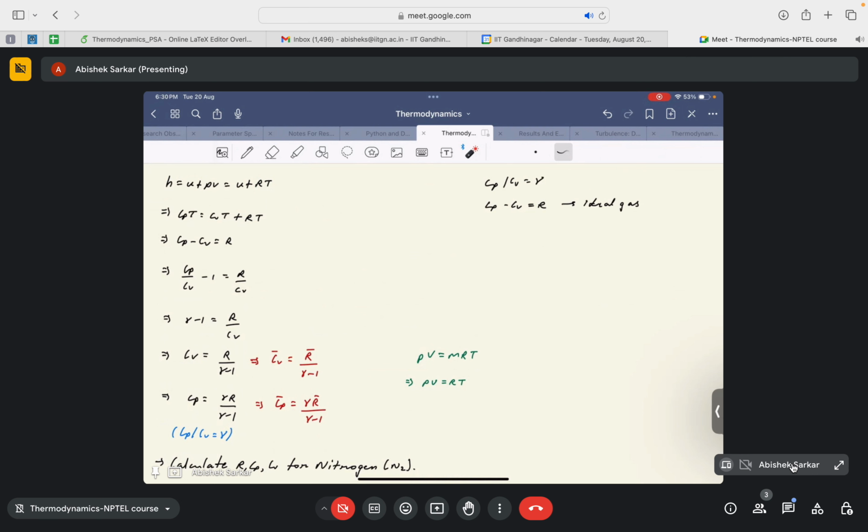Similarly, for the molar specific heats, we can write Cv bar is equal to R bar by gamma minus 1 and Cp bar is equal to gamma R bar by gamma minus 1. Okay, so is it clear till now?